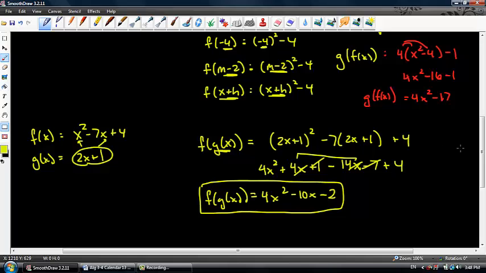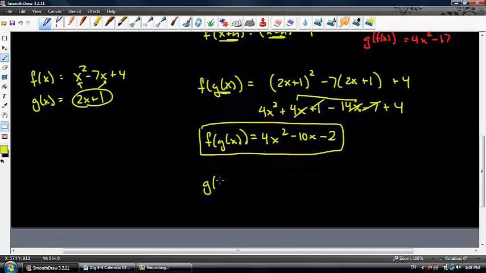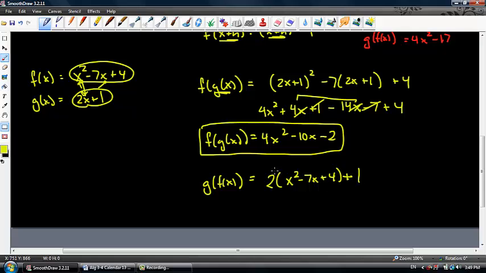All right. Let's do the reverse. Let's do g of f of x. Well, that is going to be, again, f of x is on the inside, so we're going to take this whole shebang right here and pump it into this x that lies in front of the 2. So it's 2 parentheses x squared minus 7x plus 4 plus 1. And now I just distribute. That is 2x squared minus 14x plus 8 plus 1. In other words, 2x squared minus 14x plus 9. And that is g of f of x. Okay?